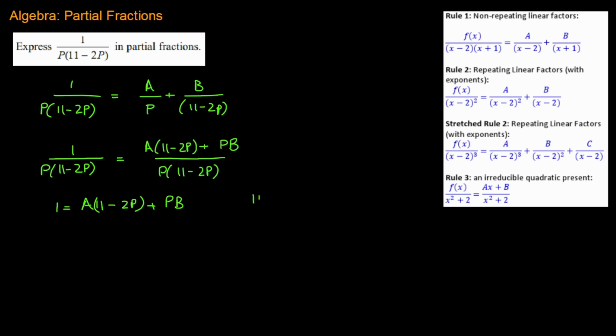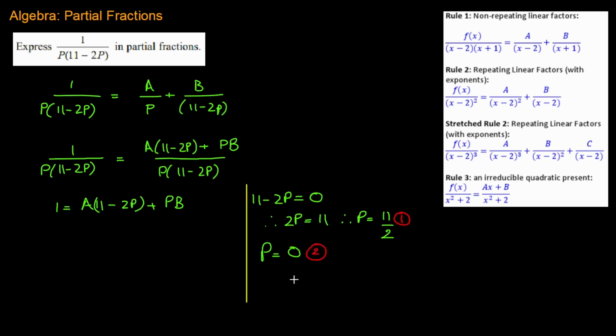So I get 11 minus 2p equals 0. So therefore, moving things around, 2p equals 11, and therefore p equals 11 over 2. To eliminate b from this expression, the other value of p is easy. This is going to be p is equal to 0. We need to shove in p is equal to 11 over 2 first, and then p is equal to 0, and get values for a and b.